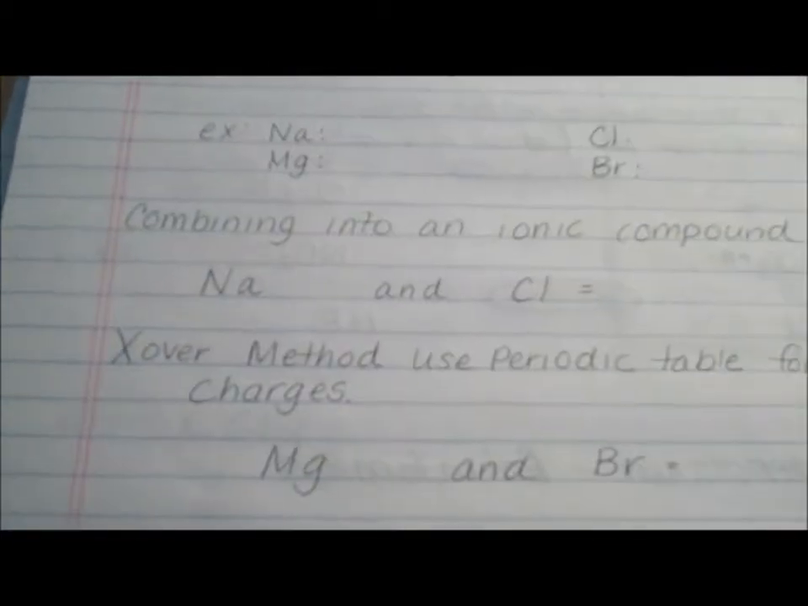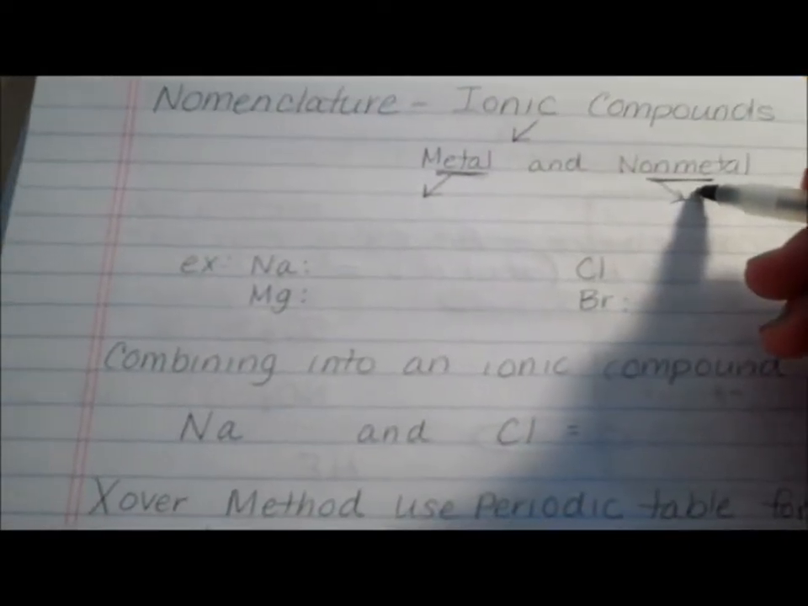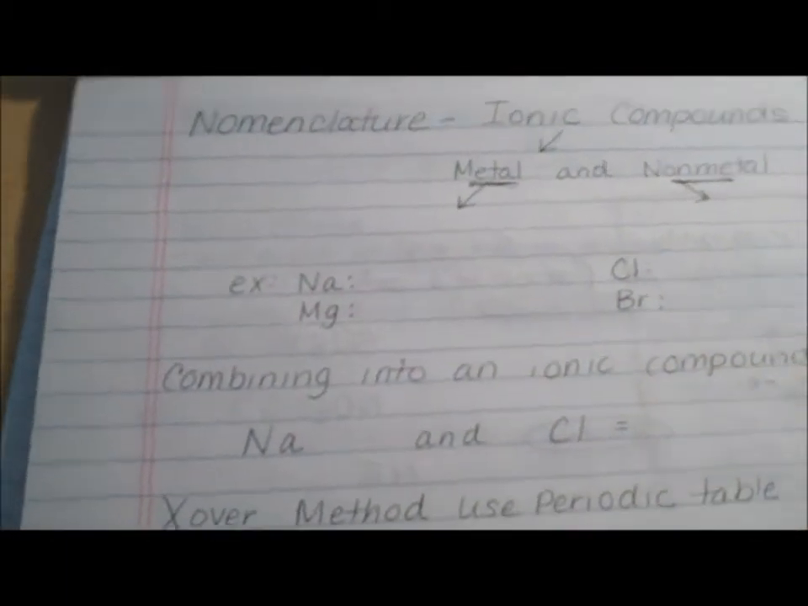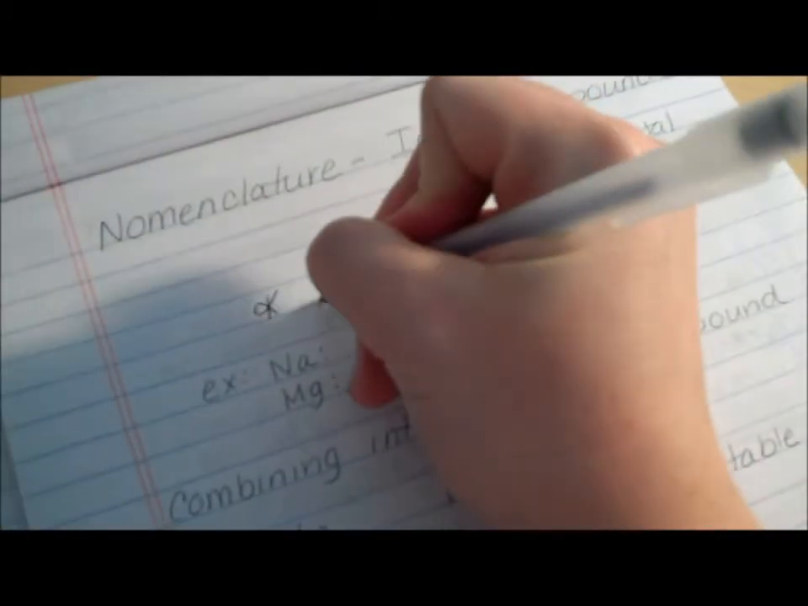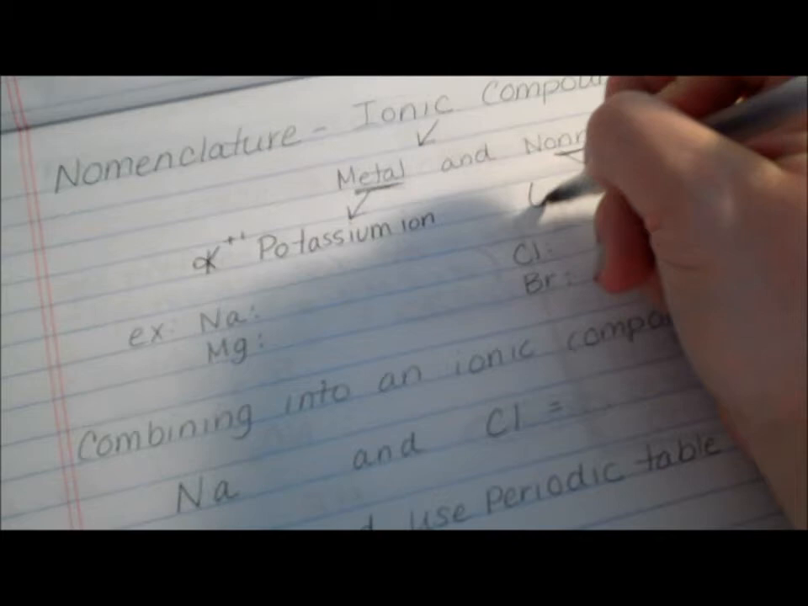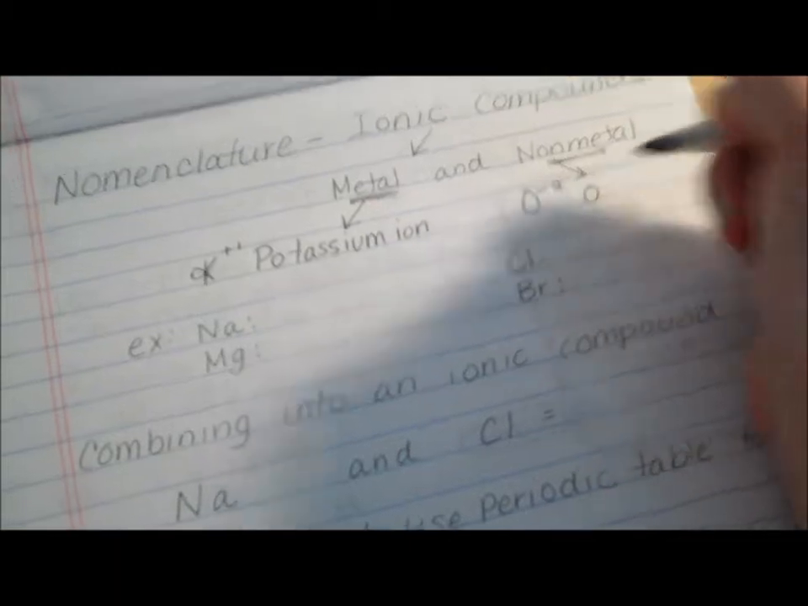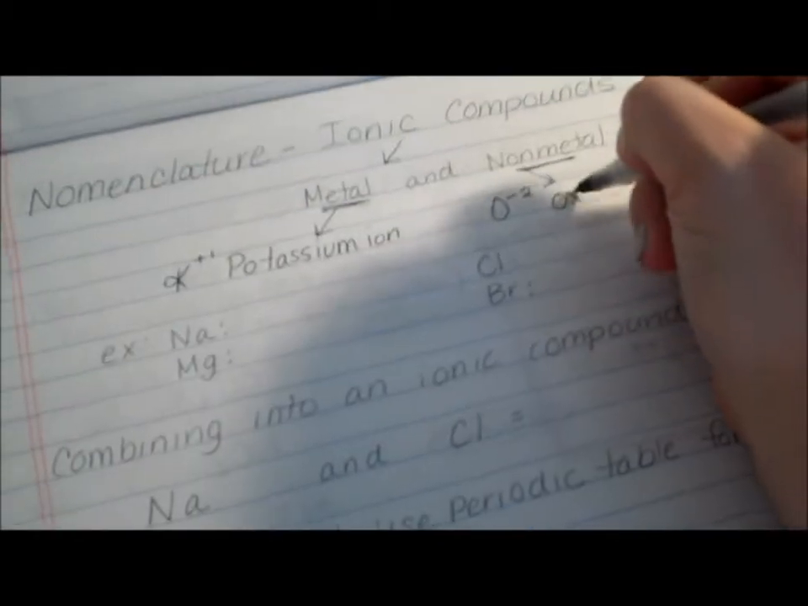Now, when we're looking at our ionic compounds, we're looking at a metal and nonmetal coming together. When we name a metal just by itself, it will be whatever the name of the element is plus ion. So if we have K being potassium, if it's K plus, it's going to be a potassium ion. Now, if we have O just by itself, it's oxygen. If it's O -2, it's going to change its ending to IDE. So instead of oxygen, it's now going to be oxide.